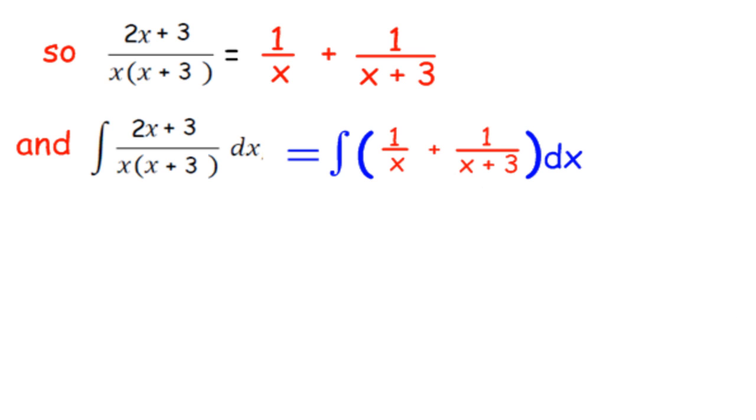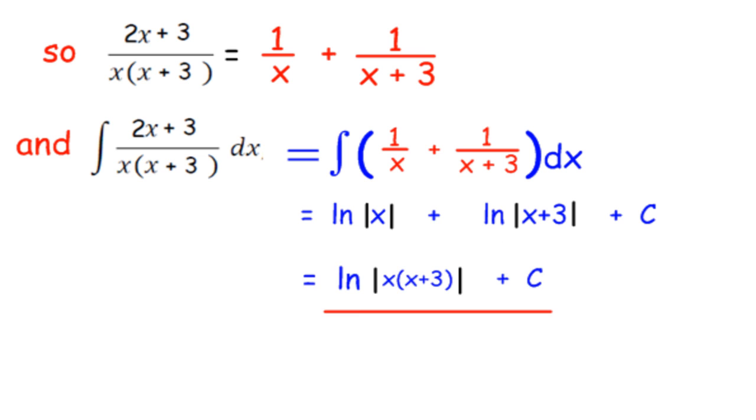Integrating 1 over x gives us log mod x. Integrating 1 over x plus 3 gives us log mod x plus 3, plus our constant of integration c. We can combine these first two using the first law of logs. This will become the log of the mod of x bracket x plus 3, plus our constant c of integration.